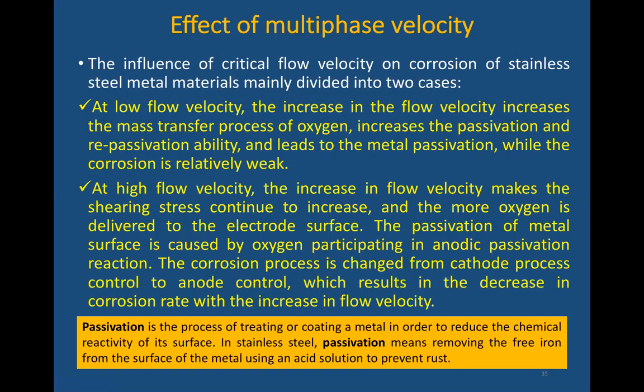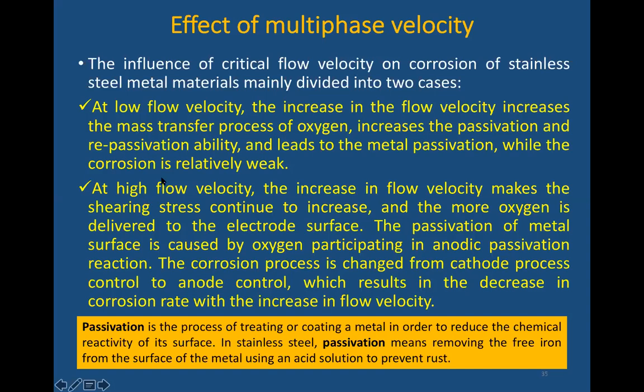What is passivation? Passivation is a process of treating or coating a metal in order to reduce the chemical reactivity of that surface. So that is called passivation. In the case of stainless steel, passivation means removing the free iron from the surface of the metal using an acid solution to prevent rust. So this is passivation.